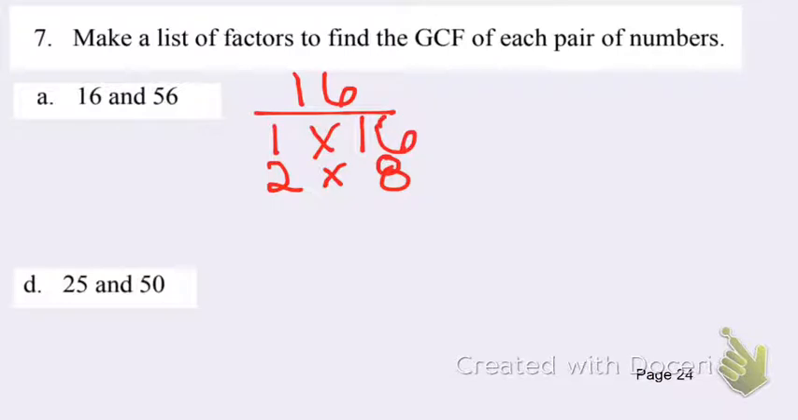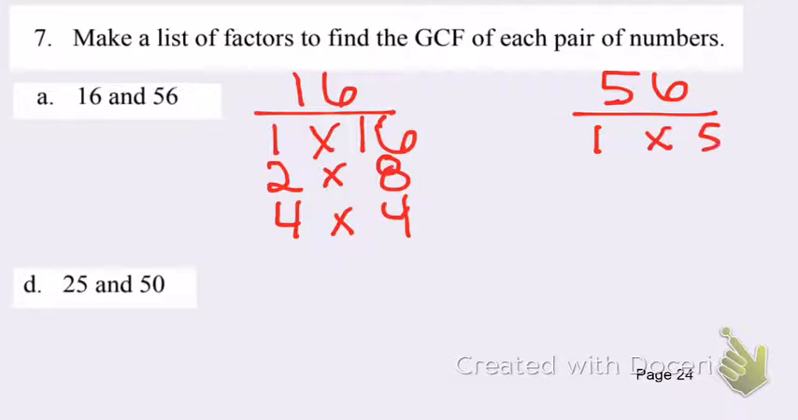3 doesn't go into 16. But 4 multiplied by 4 gives me 16. 5, no. 6, no. Nothing goes into it. 7, no. 8 we already have. All right, so it looks like we're done with 16. Now we're going to move on to 56. We're finding the factors of 56.